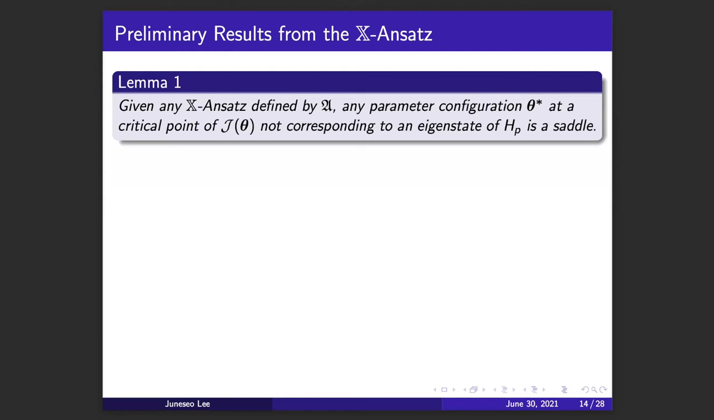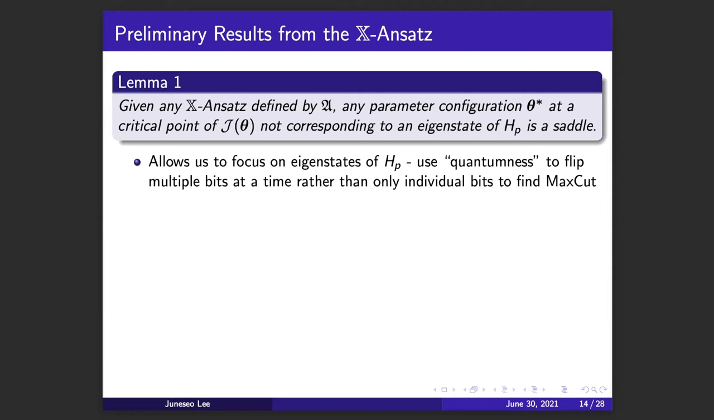Now, honestly, proving this lemma is probably the hardest part of this entire project, but even though admittedly some of the tricks are pretty clever, it was mainly just computations and rewritings and doing a bunch of casework on these Hessian elements. But I did add a slide at the end of this talk giving a proof outline if it's worth showing. But anyway, the good part about this lemma is that it allows us to focus on the eigenstates of H_P, each of which corresponds to a cut of the graph.